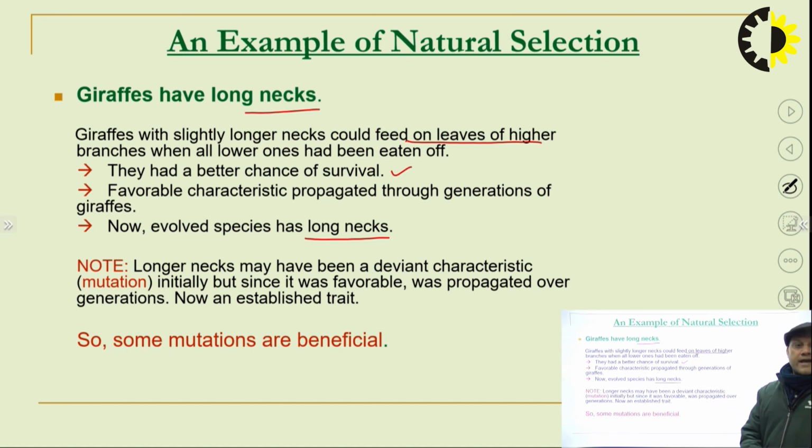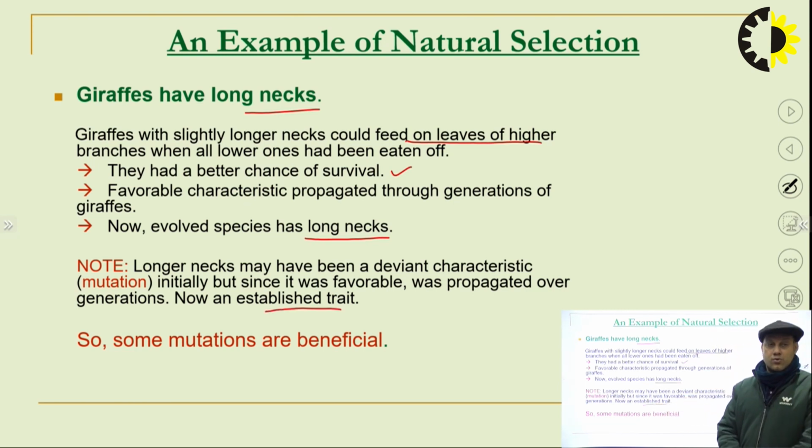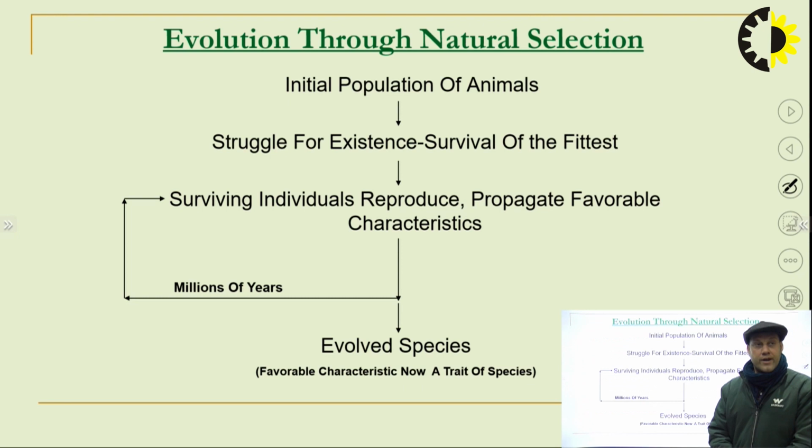Longer necks may have been a deviant characteristic initially, but since it was favorable, it was propagated over generations. Now it is an established trait. So we can say that this mutation is beneficial for the giraffes because they have better chances of survival. This is an important example of natural selection, and we can give this example of giraffes having long necks. Now let us discuss this evolution theory that is based on natural selection.